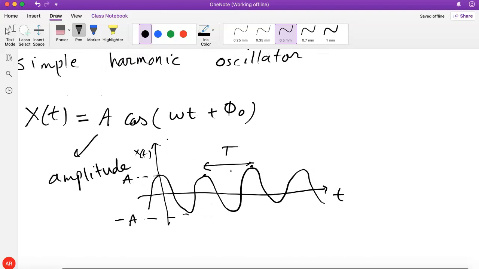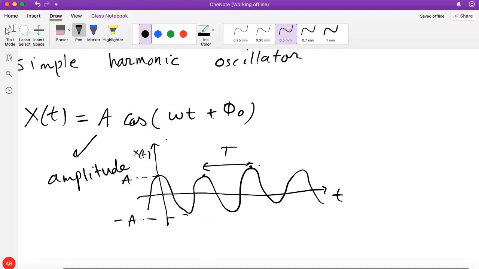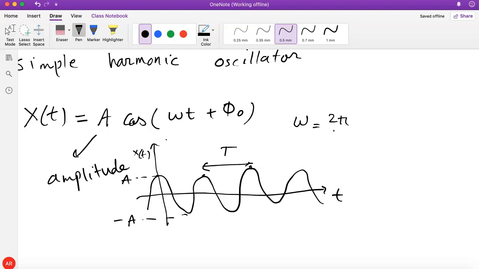And we said, well, when we add capital T, the period, to the time, we want nothing to change. So we want to add 2 pi to the argument of the cosine. And then omega, therefore, is 2 pi over T. We also define the frequency to be just 1 over T, so that's the number of cycles per second, which is the inverse of the time for one full cycle.